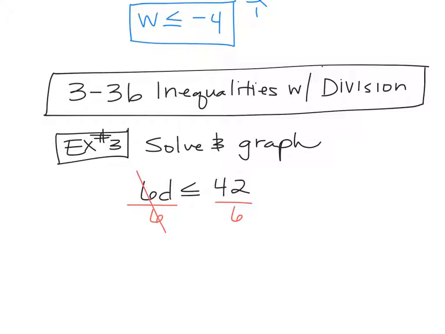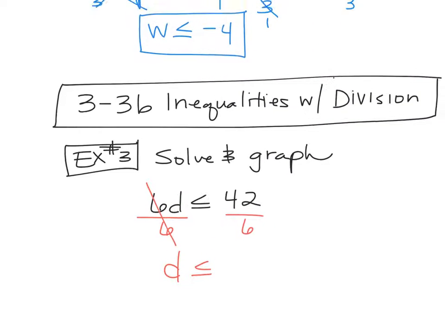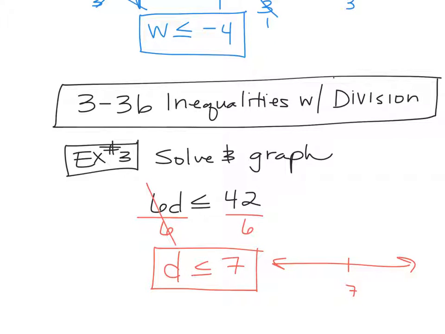So these are gone. Do you flip your inequality? No, right? You divide it by a positive, so it's going to stay the same, less than or equal to. And what's 42 divided by 6? 7. Okay. So D is less than or equal to 7. So if we graph that, here's my 7. Is it open or closed? Closed dot. And what direction do I put my arrow? To the left. We're going to go less than or equal to. Okay.